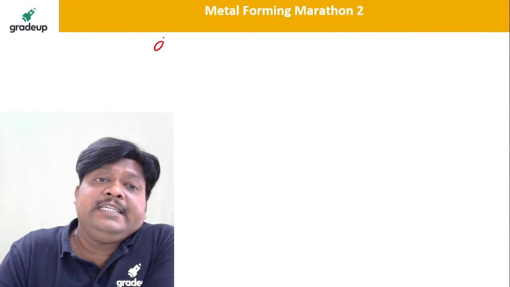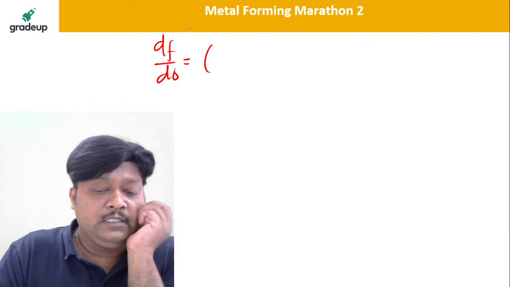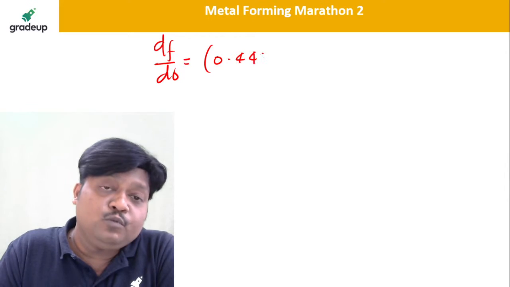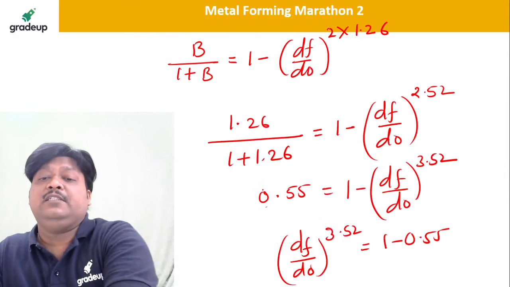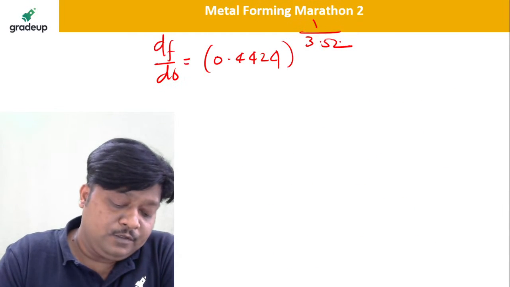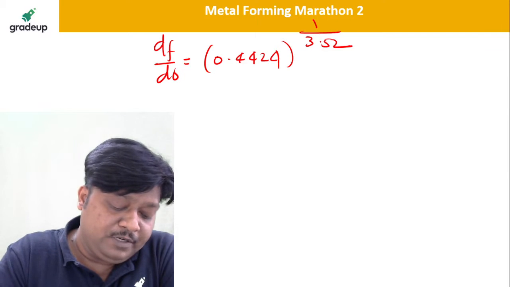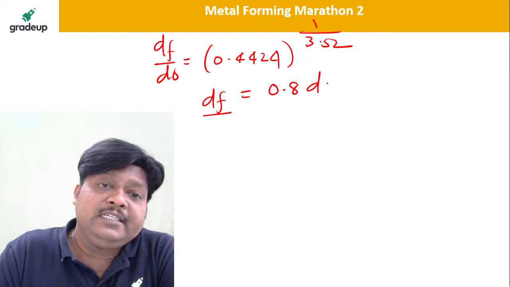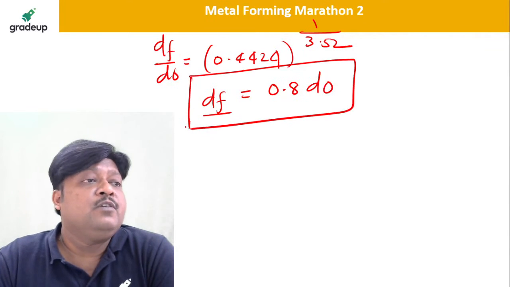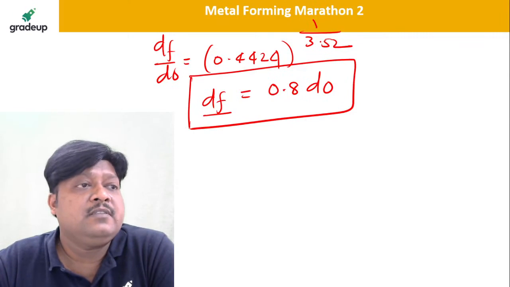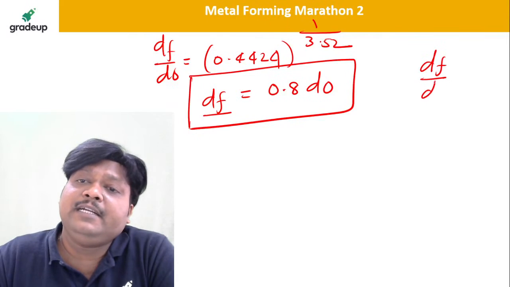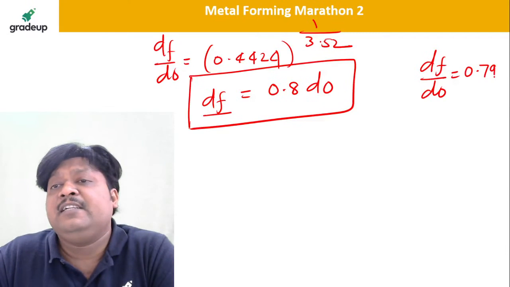So it will be df divided by do is equal to 0.44 to the power 1 upon 2.52, which is 0.44 to the power of that answer. So it is nothing but d final is equal to 0.8 times d original. Please check it out. Yes, very good. You get the ratio d final divided by d original as 0.7931, that is actually the correct answer.